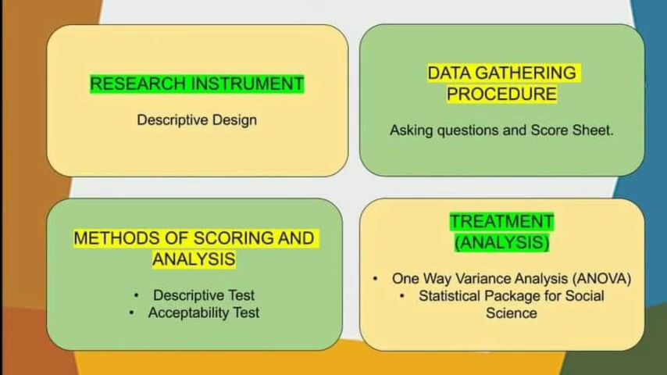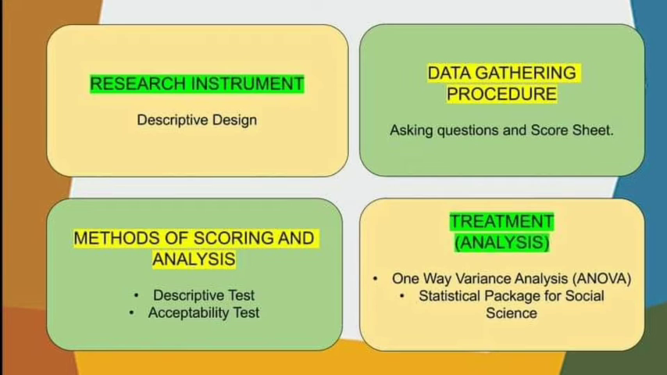For the methods of scoring and analysis, we have the descriptive test and the acceptability test. We use the descriptive test and acceptability test so that it was easier for us to evaluate the vegetable nuggets with spicy mango puree, or the products' score sheets from the respondents who answered, in order to quantify specific sensory attributes in terms of the appearance, the flavor, texture, and the aftertaste, since we are trying to find out whether our product is marketable.